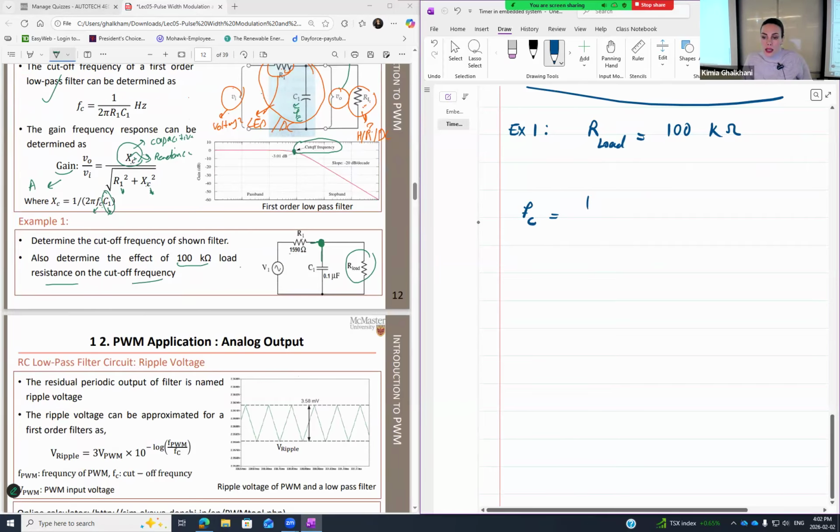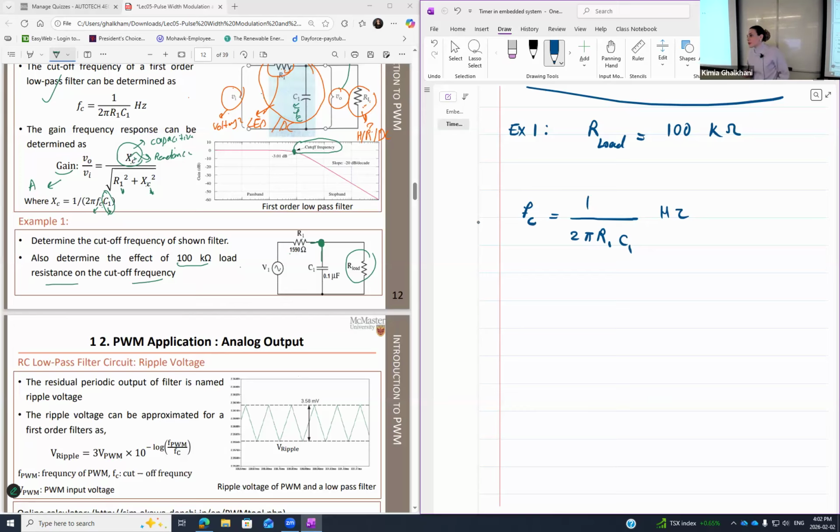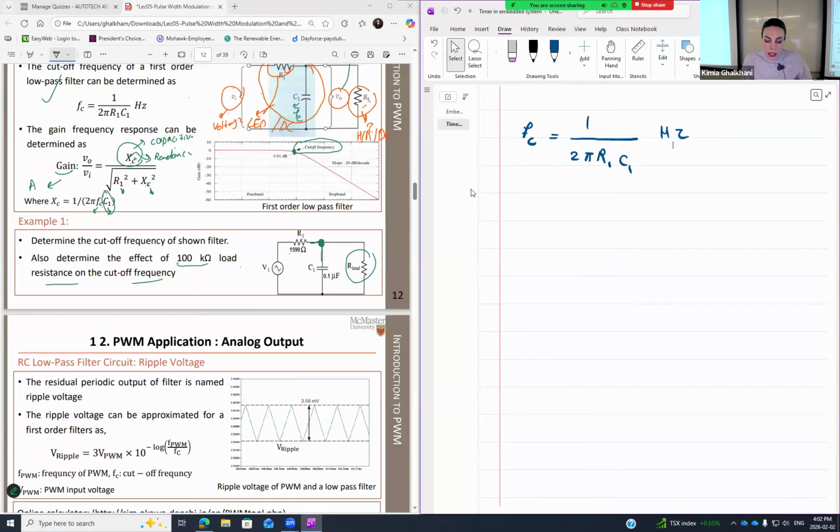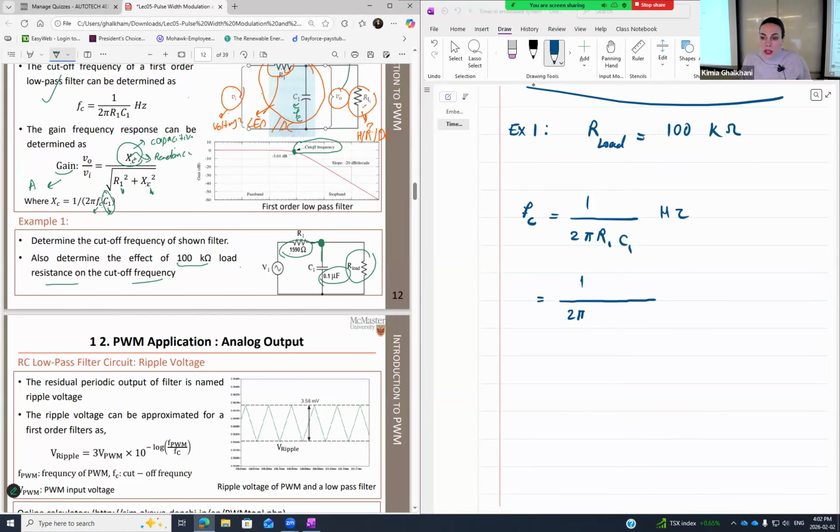Fc is equal to 1 over 2 pi R1 C1, and the unit of frequency is always hertz. So far, so good. Now, if I just substitute the numbers, I have 1 over 2 pi. And then from the circuit, I can find out C1 and I can find out R1. Therefore, you can consider it even in here.